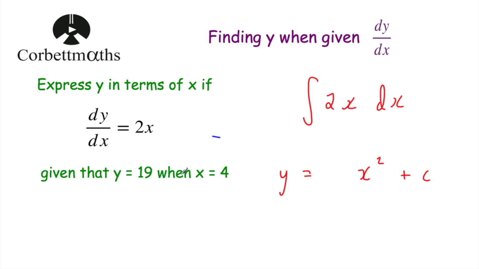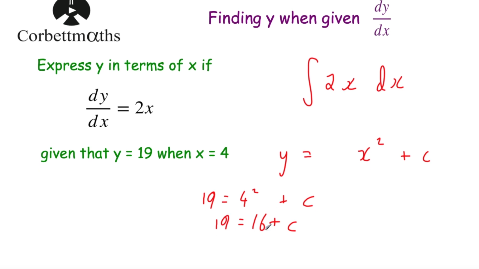Okay, so let's use this bit of information to find out what the c is. So let's substitute these values in. y is 19, so we get 19 is equal to x squared, well, it's going to be 4 squared, so 4 squared plus c. And 4 squared is equal to 16, so we get that 19 is equal to 16 plus c. And then if we take away 16 from both sides, we're going to get that c is equal to 3. So that's fantastic. We found out that c is equal to 3.